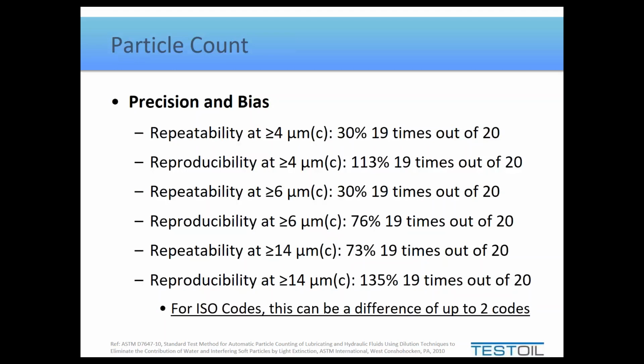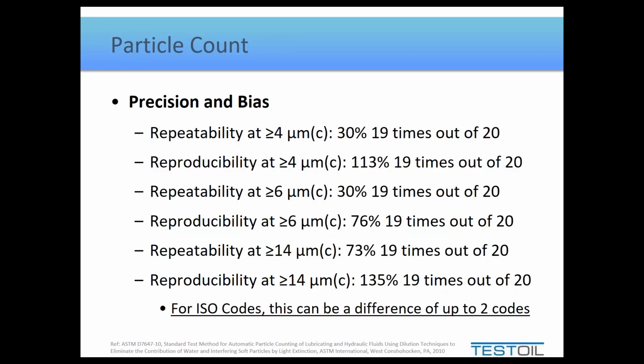You'll notice that the reproducibility, which is sort of your go-to precision statement for sample-to-sample comparison taken at different days, we're talking around 100% or better error in the method. So the statement I underlined there is understand that that means at least a 1 ISO code difference between two samples taken from the exact same system, even 1 day apart, is pretty standard, but that may equate as high as up to 2 codes.